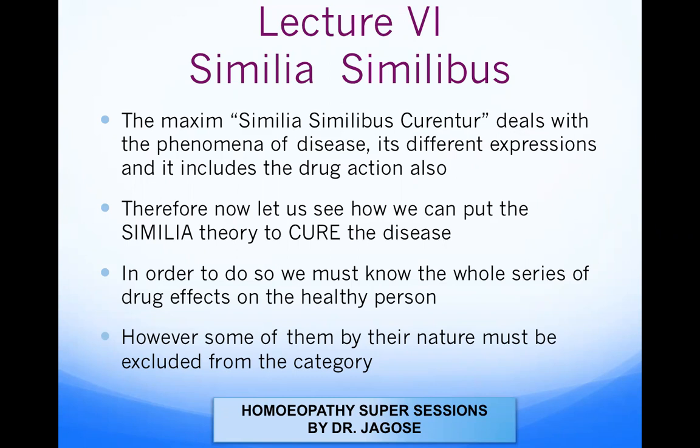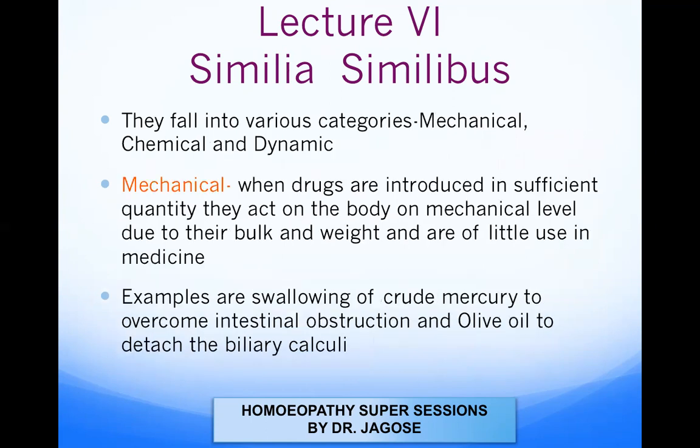In order to do so, we must know the whole series of drug effects on the healthy person. So in order to know this, we have to know the drug effects on the healthy person through the process of drug proving. However, some of them by their nature must be excluded from their category. They fall into various categories: the mechanical, chemical and the dynamic. So these categories have to be excluded.